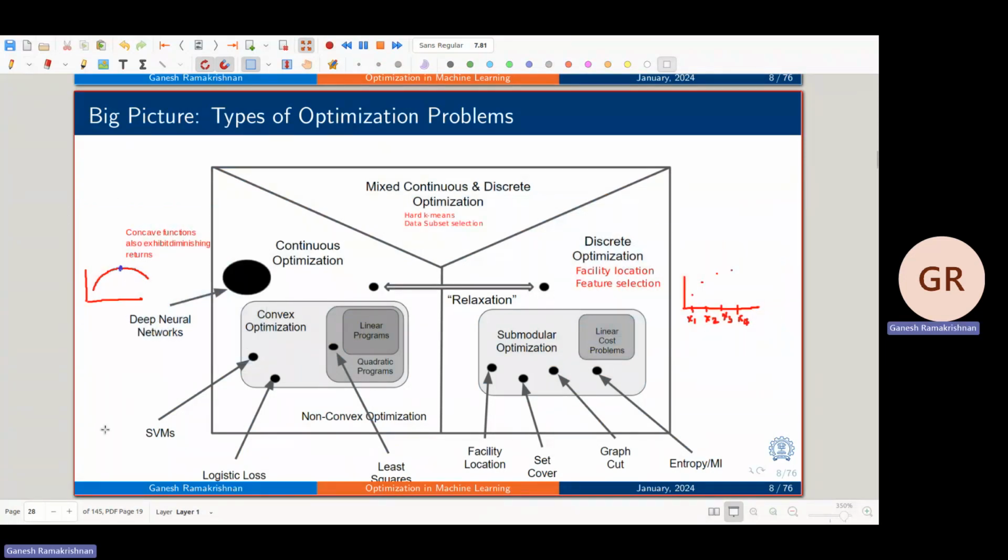Then in continuous optimization, we saw concave functions which exhibit diminishing returns as examples of maximization functions. But convex functions basically are negatives of concave functions. That's one way of viewing it. And they've been more studied, largely because the area of convex functions and convex sets are closely related. So we'll talk about convex sets next.